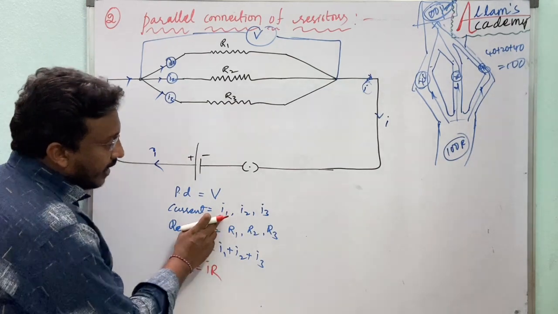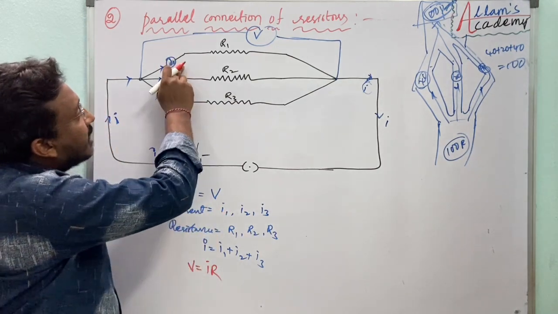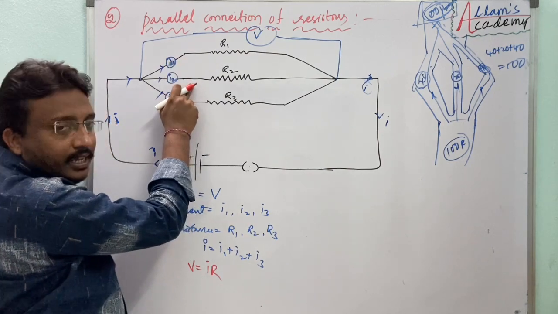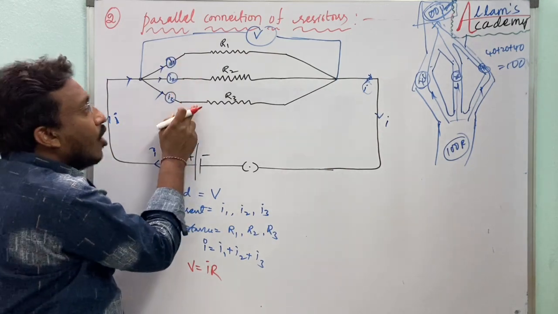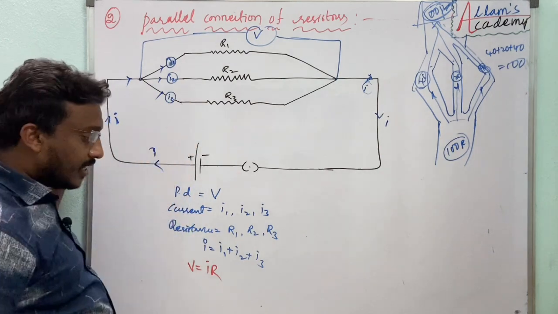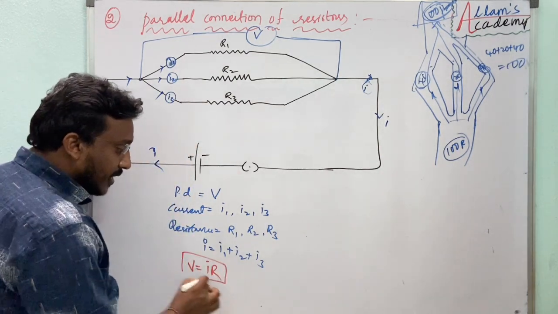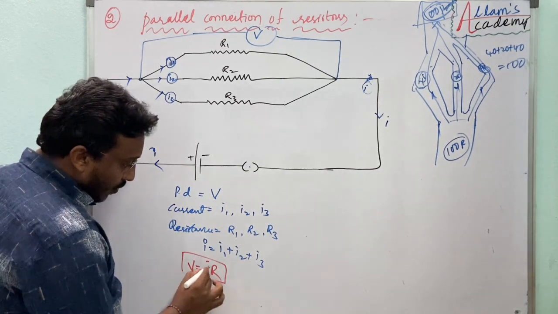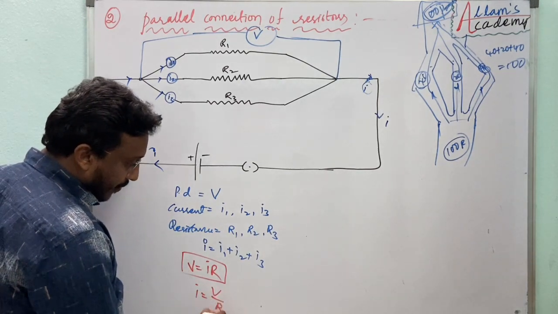Sir, here I1, here current splits. Now how much current travels through this circuit? From this, how much current travels through this resistor? How much current travels through this resistor? Sir, how can we find it? By using this principle itself. That means I equals V by R.